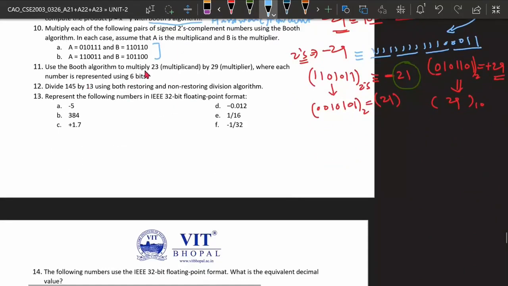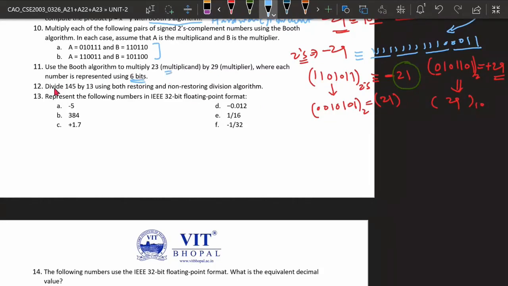Use Booth algorithm to multiply 23 by 29, where each number is represented using 6 digits. So here it is given each number is represented in 6 digits. You need to use the Booth algorithm to multiply these two numbers. All are having the similar structure.